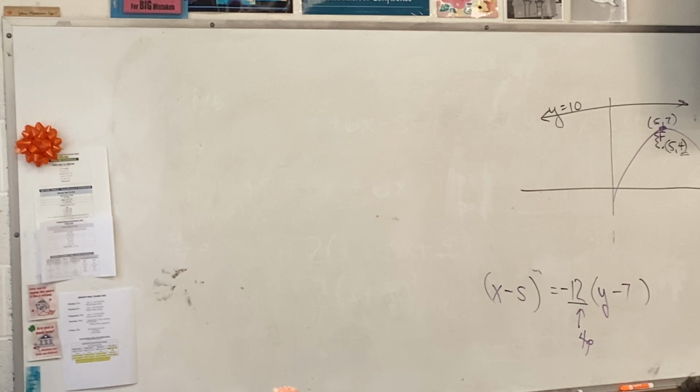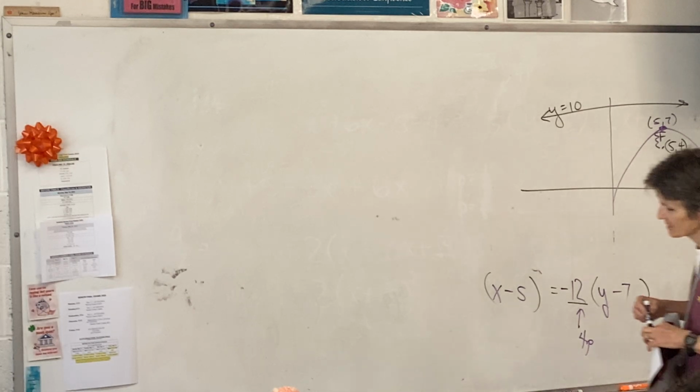The sum, S-U-M, of whose distances from two fixed points is constant. So what's an ellipse? The set of points in a plane, the sum of whose distances from two fixed points is constant.